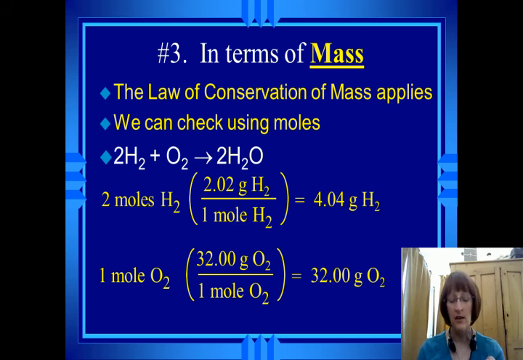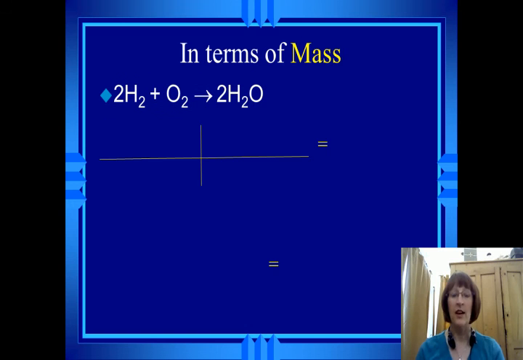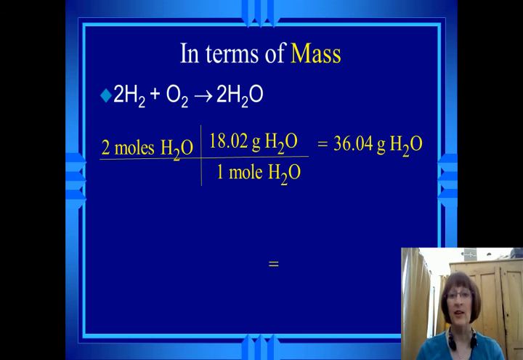36.04, right? So how many grams are we supposed to end up with on the right-hand side of the equation? Yes, children, you are right. The same amount. So again, we added up to 36.04 grams of hydrogen and oxygen total. And then we can say, okay, we've got 2 moles of water, and we convert that from moles to grams. And sure enough, we get 36.04 grams of water produced.